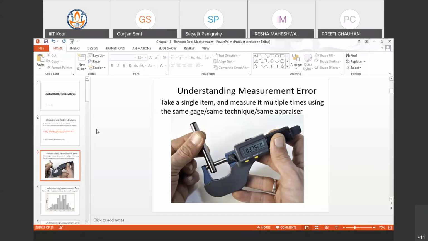The thing to understand is that it's not necessary that the measurement error exists only in the device or in the software. It is also possible that it may be due to the worker or the appraiser. So, both ways it has to be seen. It could be there in the appraiser. Error could be there with the technique which is being used to measure the item. It is also possible that the problem may be with the device.